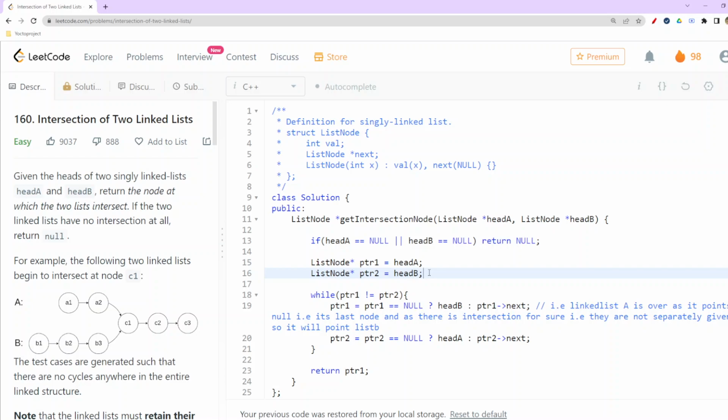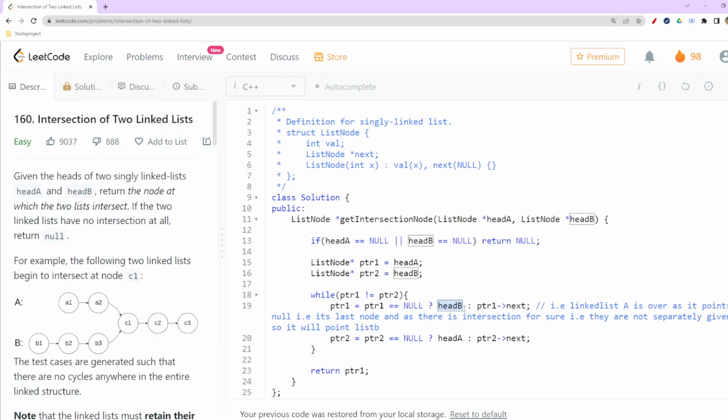That is why we are taking 2 pointers, and because of these 2 pointers, we would be traversing the whole linked list until both of them become equal to each other. Basically, until both of them point to the same address, we would be traversing. So here, if pointer 1 equals null, that is, the linked list ends, then we will simply point it towards head B.